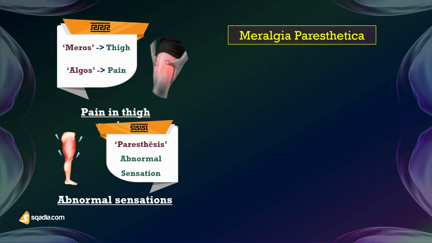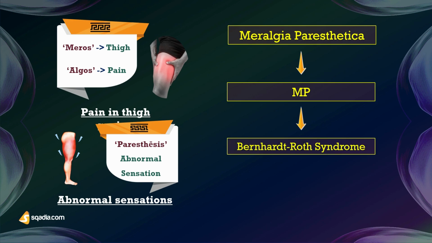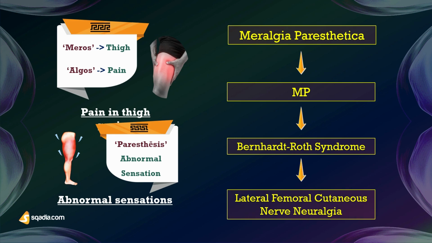It is also abbreviated as MP in clinical notes. It is also known as Bernhard-Roth syndrome, or lateral femoral cutaneous nerve neuralgia. This here is a key terminology, because just from this name we can deduce that the condition is caused by the lateral femoral cutaneous nerve, thus it is characterized by thigh pain. So, to answer what is the question Meralgia Paresthetica?